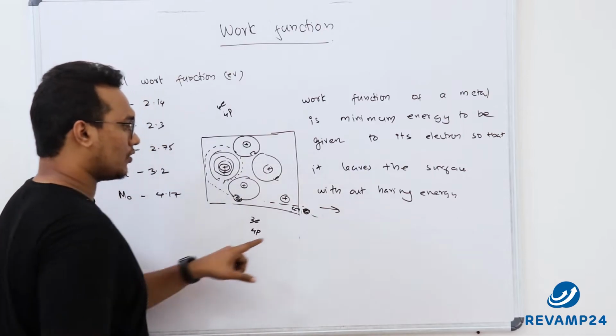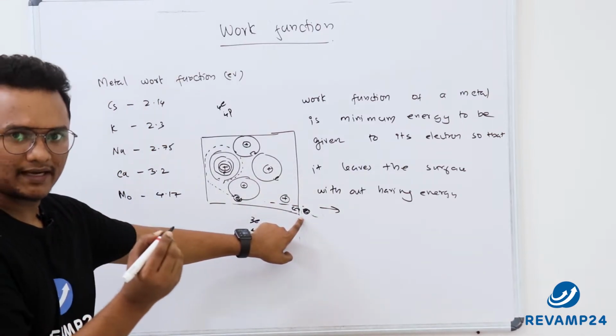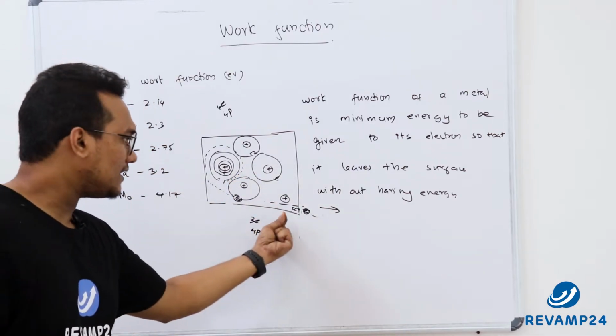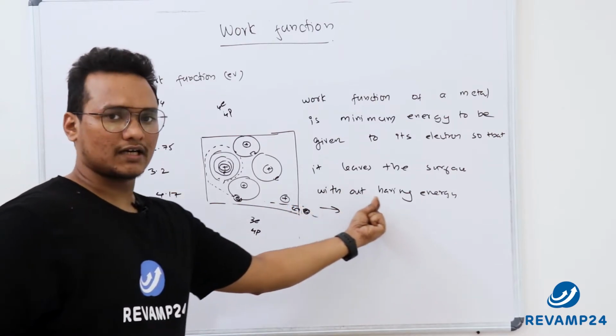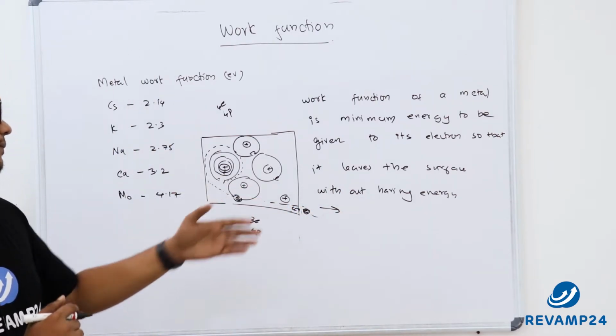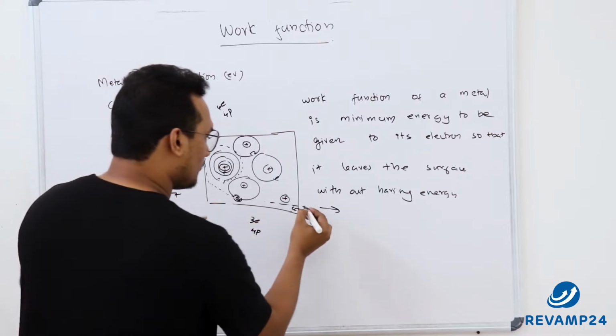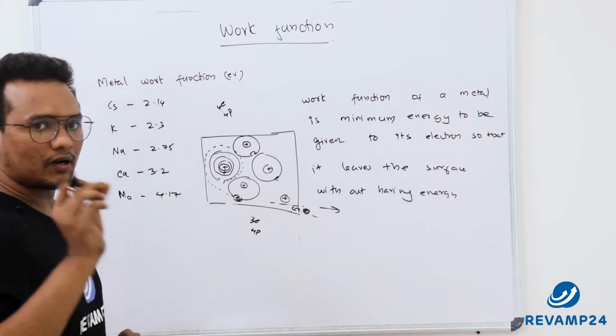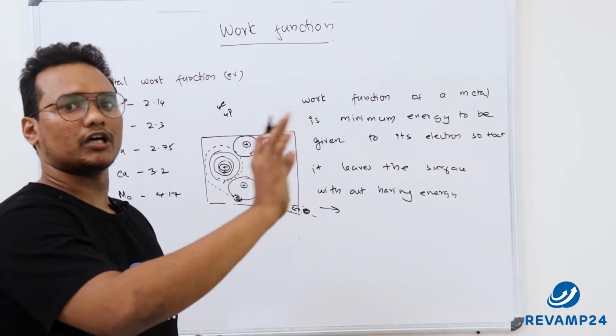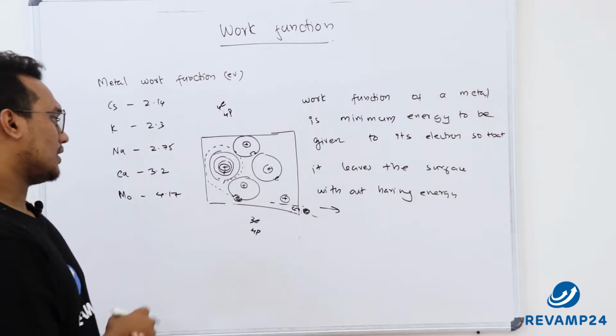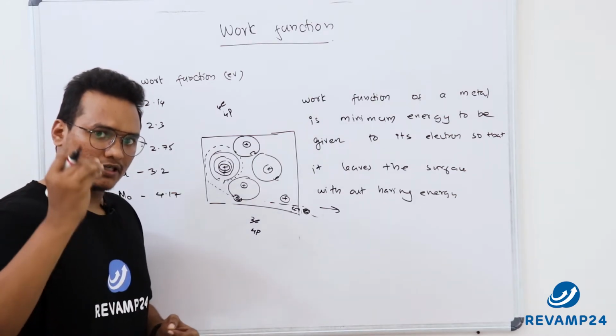Now, why the electrons cannot go outside is because these electrons have comparatively lower energy. With this energy, they cannot overcome the potential barrier. This can also be explained in this way: an electron will always move from weaker potential to stronger potential.